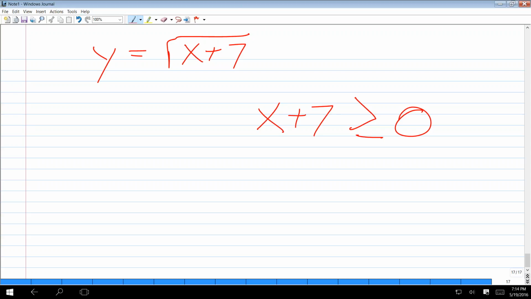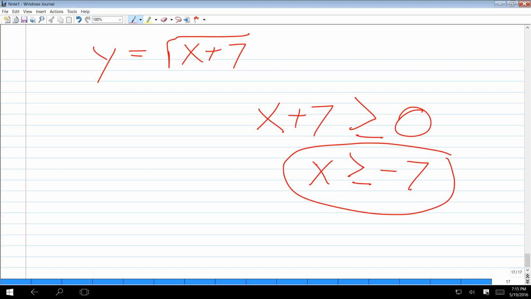Because it has to be. If it's negative, I can't take the square root of it. And this controls the domain. So now when I solve this inequality, I get x is greater than or equal to minus 7, and that is the domain. x has to be greater than or equal to minus 7.